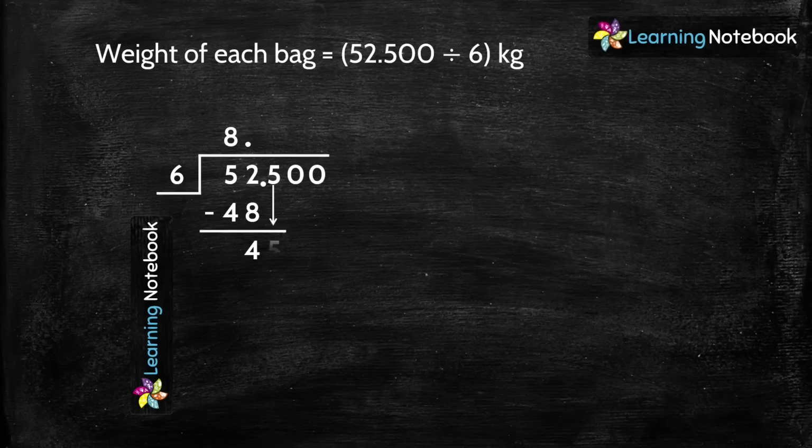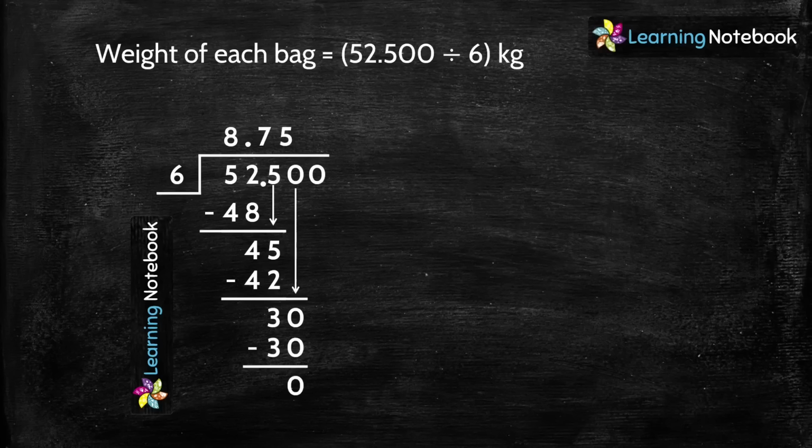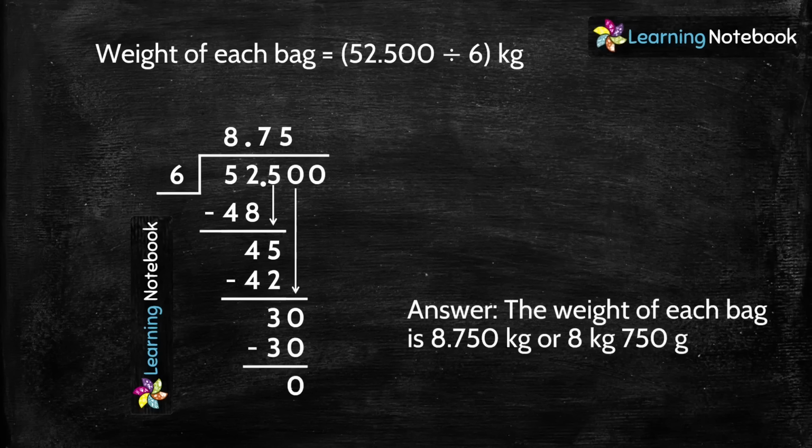Now continue with the division. Copy the next digit 5 and now divide 45 by 6. 6 into 7 equals 42, and 45 minus 42 equals 3. Now copy the next digit, which is 0, and divide 30 by 6. 6 into 5 equals 30, and 30 minus 30 equals 0.